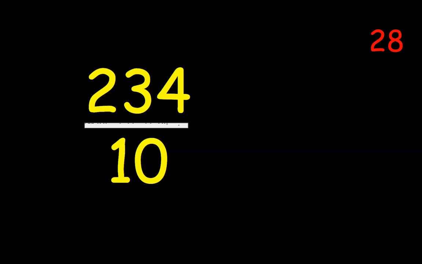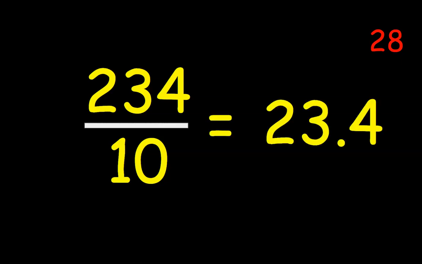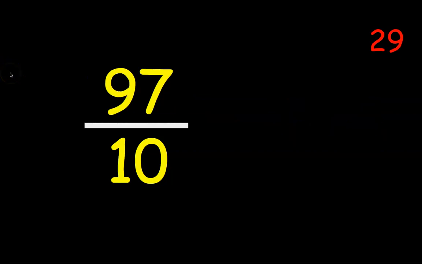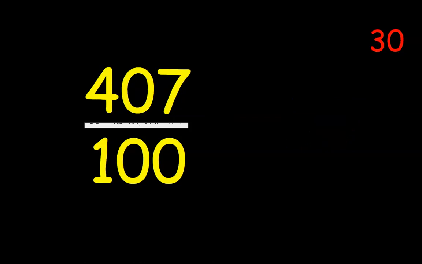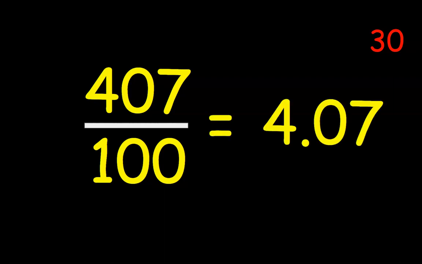234 tenths. Think carefully about this one. 23.4. Remember the 4 tenths. The 4 must go in the tenths column. 97 tenths. 9.7. 407 hundredths, 4.07.